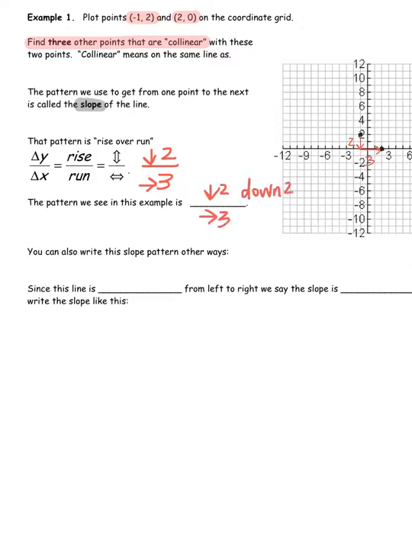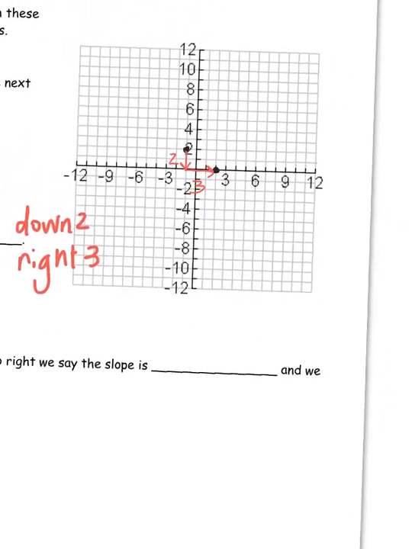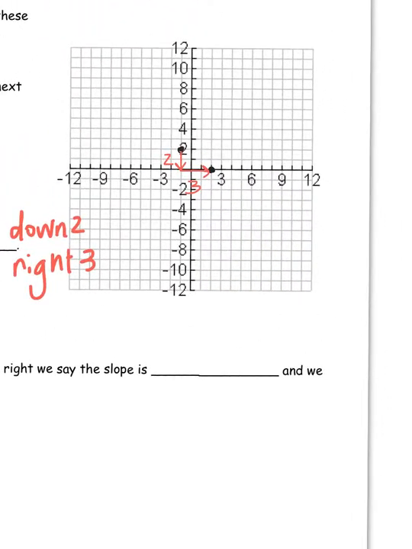Down 2, right 3. And why that pattern helps us is because if we go back to our graph and we use that pattern, we can find more points. So I'm going to put my pencil on this point I left off at, and I'm going to again go down 2 and right 3. And you'll see I can even draw my arrows. Down 2, right 3. I end up right there. That's another point. Plot that point. It's actually at 5, -2.